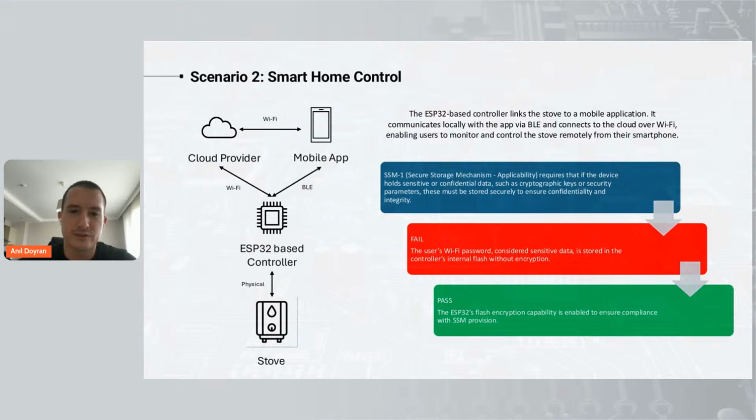So the other provision in RED DA is the secure storage mechanism. If the device holds any sensitive or confidential data or cryptographic data, it must be stored securely, ensuring confidentiality and integrity. What we have seen in this scenario is that the user's Wi-Fi password is stored. The Wi-Fi password is considered sensitive data, according to RED. It is stored in the controller's flash without any encryption, in plain text. So what we have done is enable ESP's flash encryption capability and make sure that this device is fully compliant with the SSM provision.